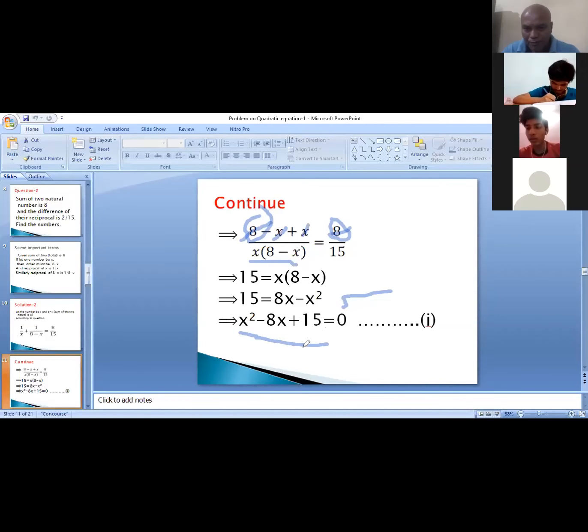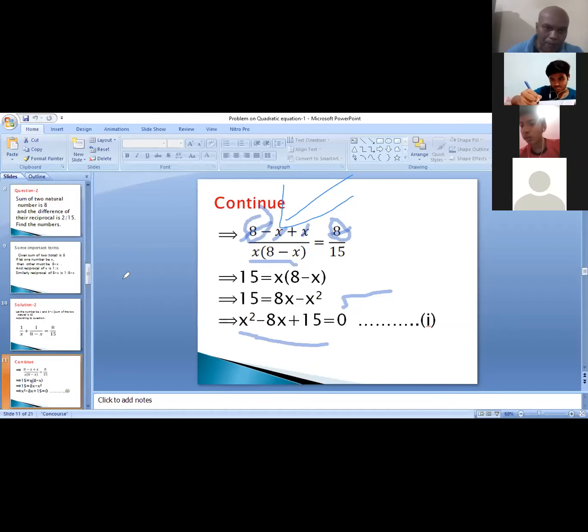How will we get minus x plus x? If you take the LCM, what happened? This gives 8x minus x, that is your 8 minus x. You don't know how to add this one, taking the LCM. Okay. Once you got the equation, now you are going to find the value of this.